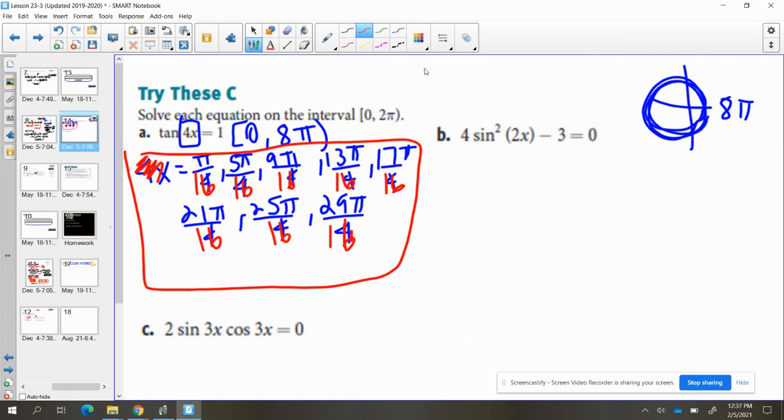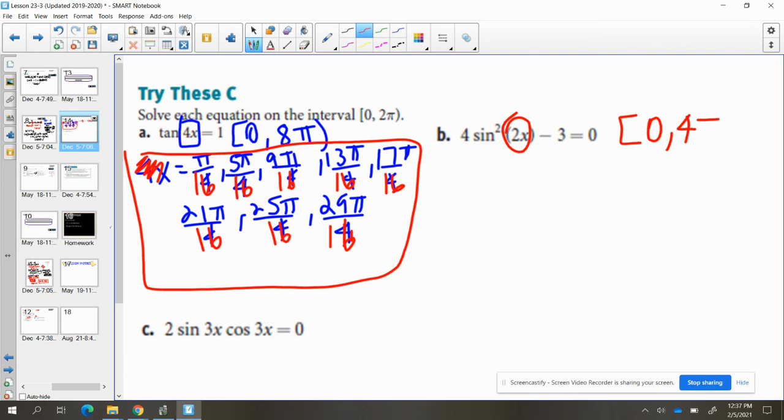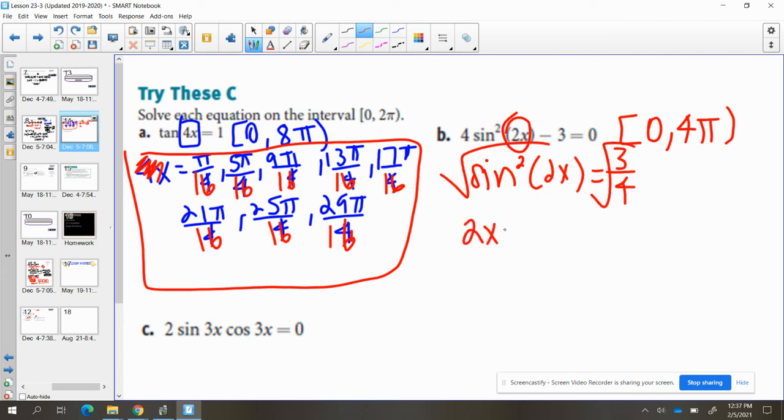Now the next one, notice, is going to be a little bit less of a region to look into, and that's because this is only a 2x. So really our interval this time is going to be 0 to 4 pi, because we have to take the original and multiply it by 2. Okay, so a little less to work with this time. Now when we isolate sine squared of 2x, we had to add the 3, divide by 4, and when we square root, we end up with sine 2x equals plus or minus the square root of 3 over the square root of 4, which is 2.